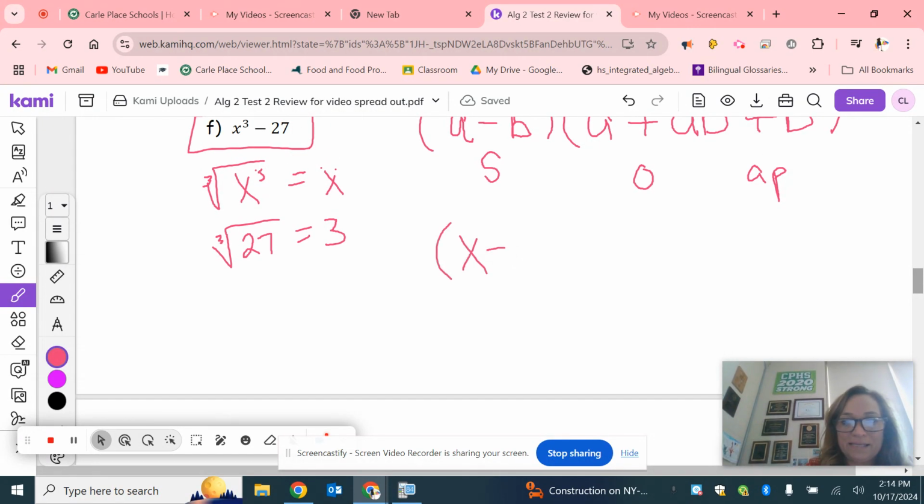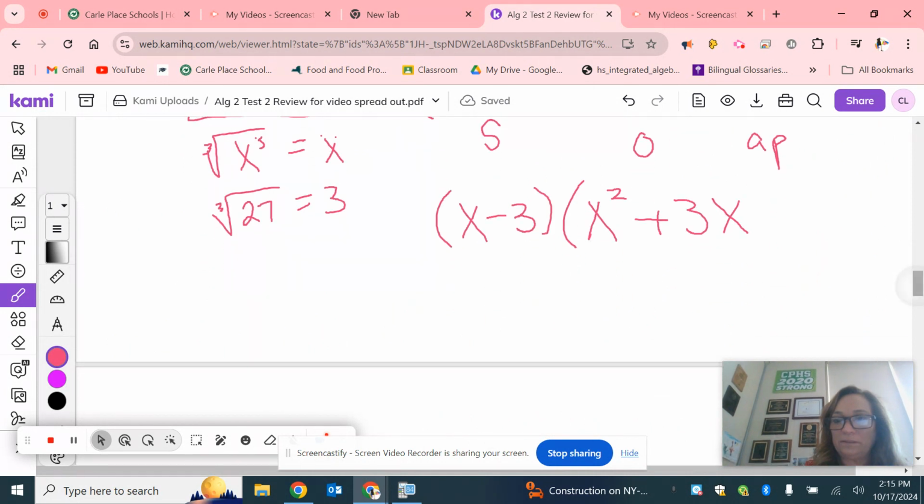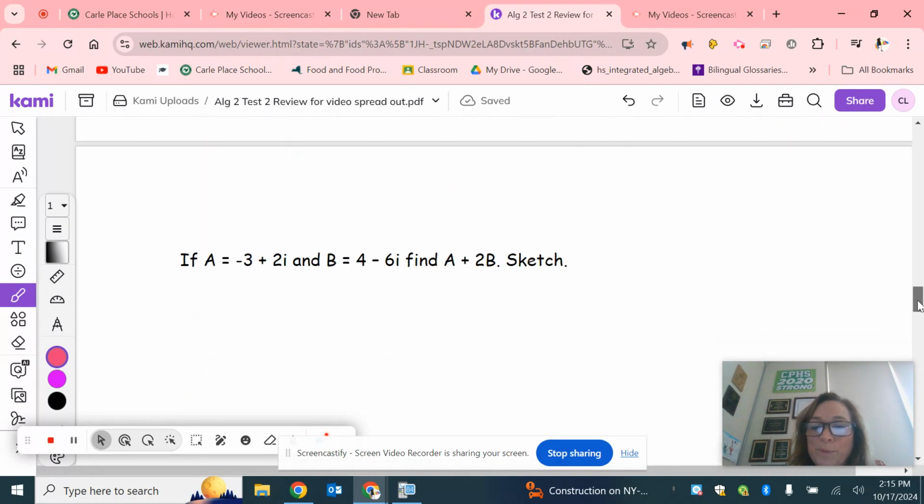All right, so x minus 3, because a is x, b is 3. x squared, because it's a squared, plus a times b, so 3 times x, and b squared, so, sorry, plus 9. Okay? You do have to memorize that formula and use a little soap.